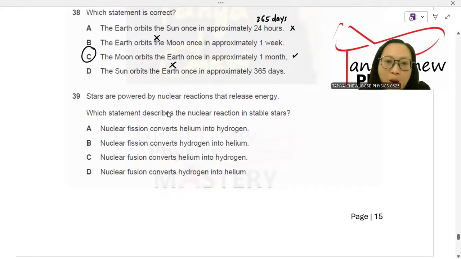39. Stars are powered by nuclear reactions that release energy. Which statement describes the nuclear reaction in a stable star? Fission has nothing to do with the formation of the star. Fission is the splitting of the uranium. So for a star, it is about fusion, which converts hydrogen into helium. D is the answer.